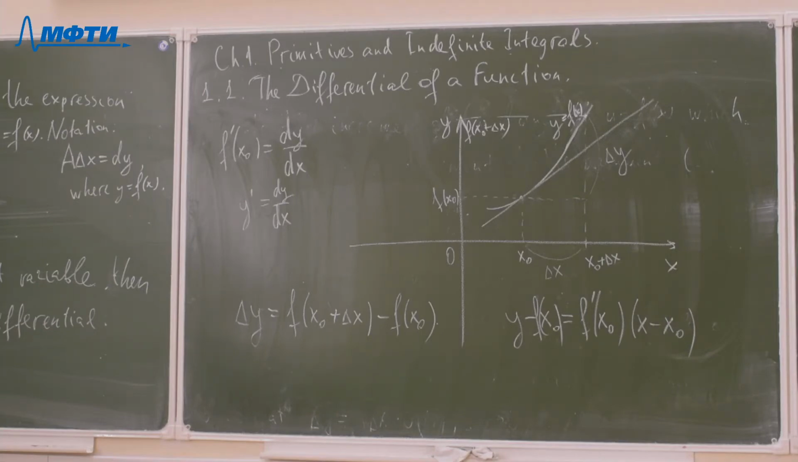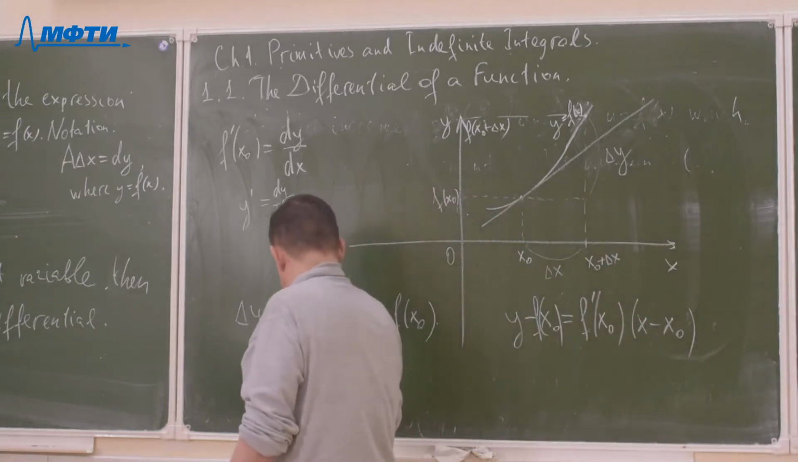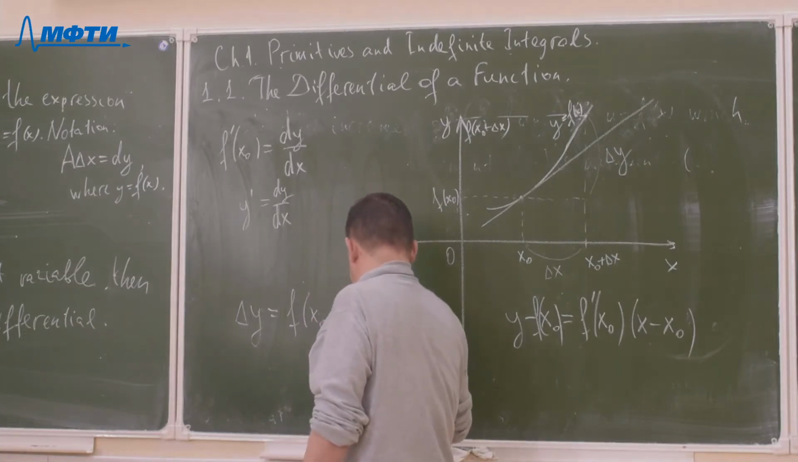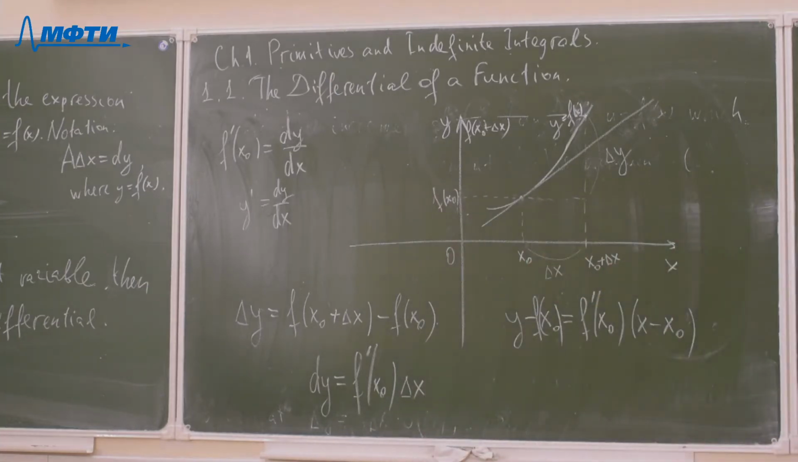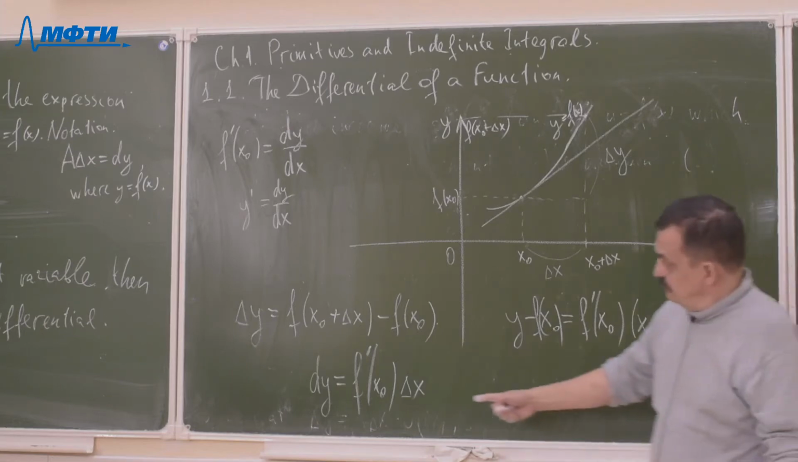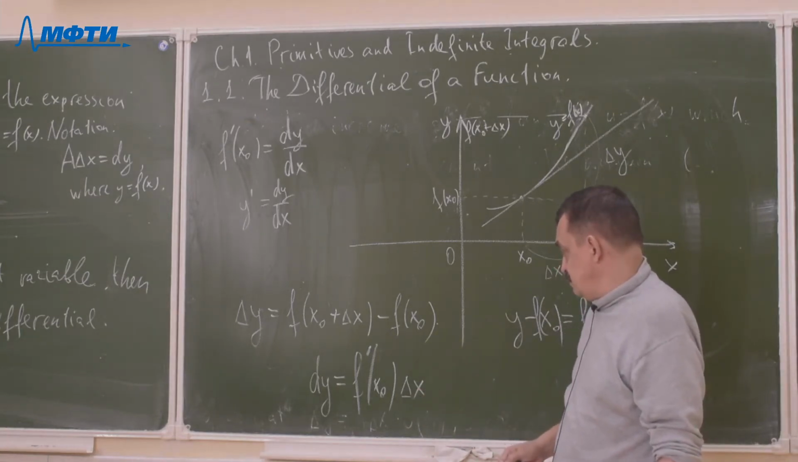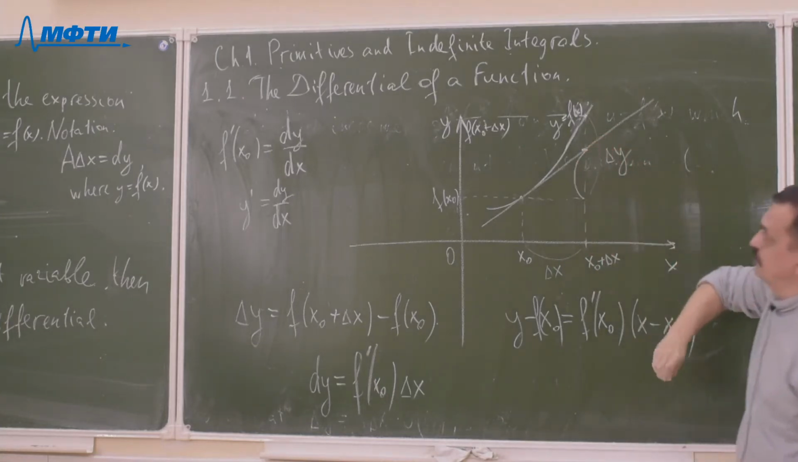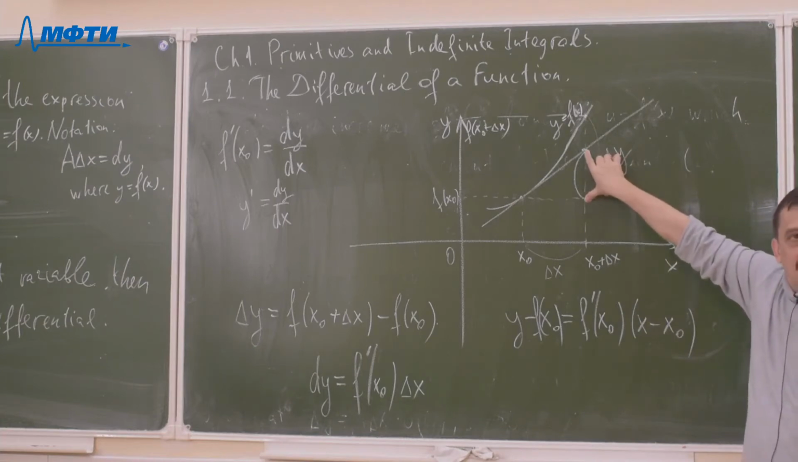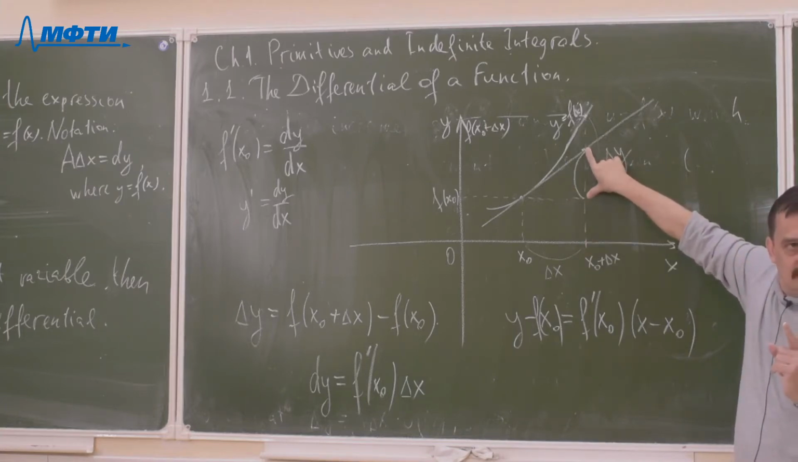Now look, we are interested in understanding what the geometric meaning of the differential is. So dy, as we know, is nothing else but f prime at x0 times delta x. Where is it? This expression. Look, if we consider this increment, the increment of the tangent line, what is the increment of the tangent line?